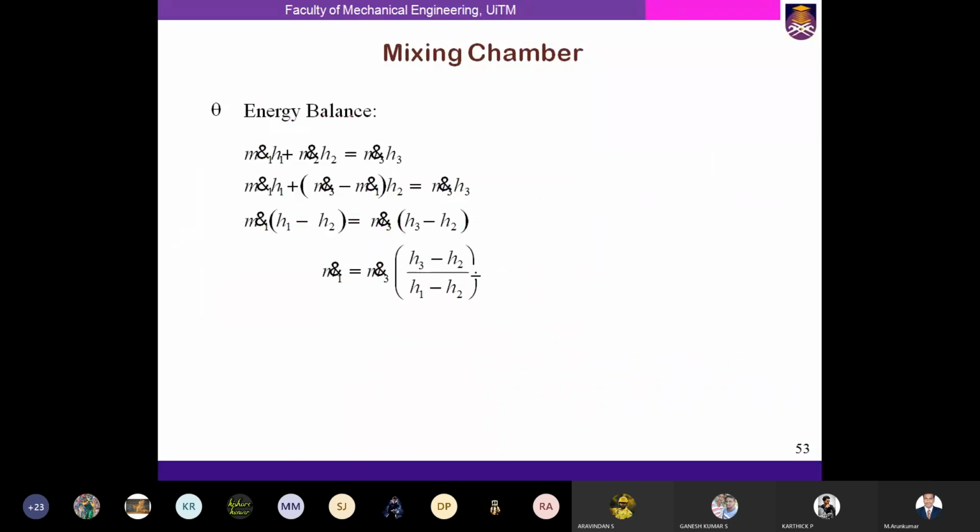And the mixing chamber energy balance will be again, so we can neglect some of the terms. Then we can have the final equation as m1 dot equal to m3 dot times (h3 minus h2) divided by (h1 minus h2).